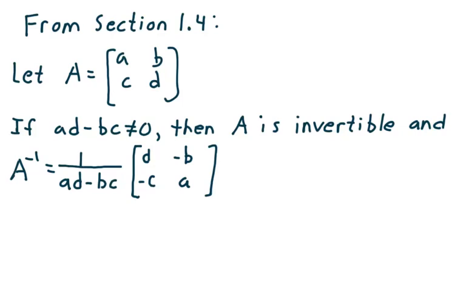This is a video from section 1.4 in a linear algebra class. Let A equal the matrix ABCD. If AD minus BC doesn't equal 0, then A is invertible and A inverse is 1 over AD minus BC times the matrix D, negative B, negative C, A. And with that, let's take a look at problem 5.